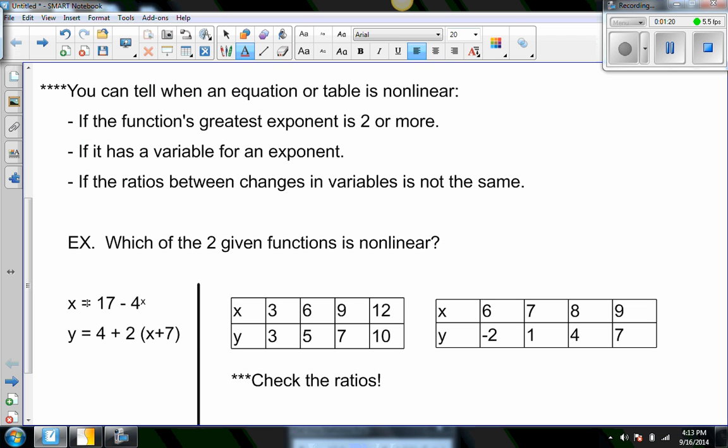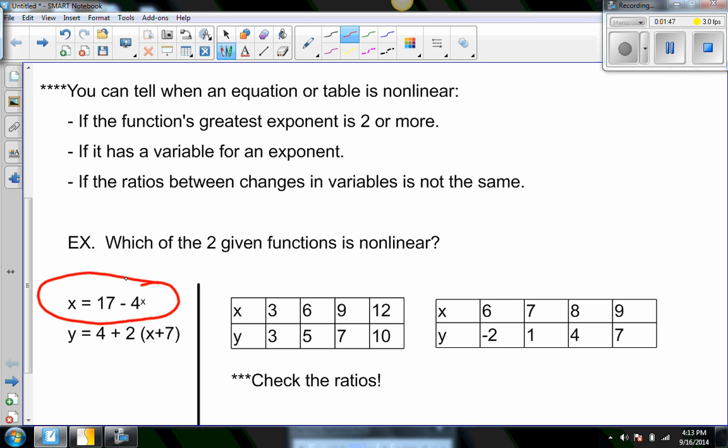So these are actually two different examples. There's one right here and one over here. Which of the two given functions is nonlinear? Okay, so on this first one, I'm just using the rules. This one has a variable as an exponent, 4 to the x. So if it has a variable for an exponent, it's automatically nonlinear.